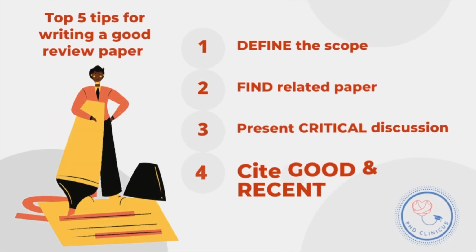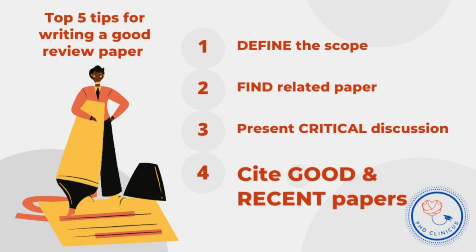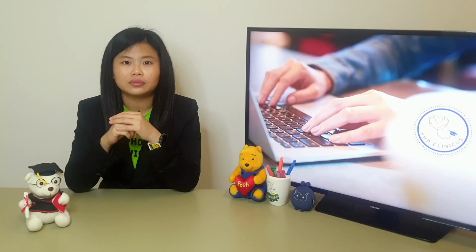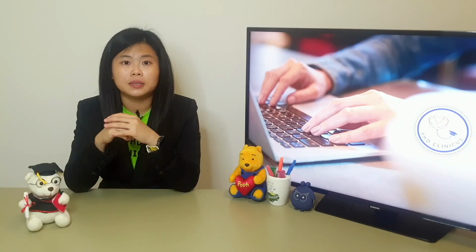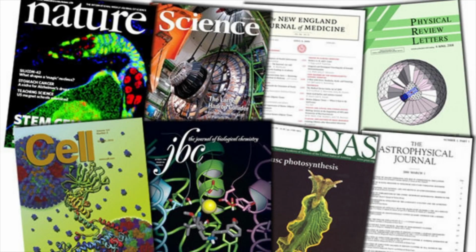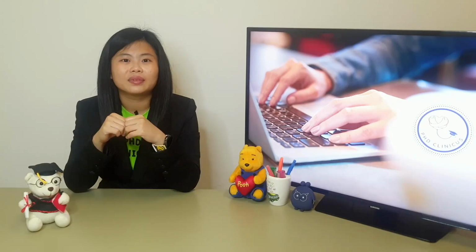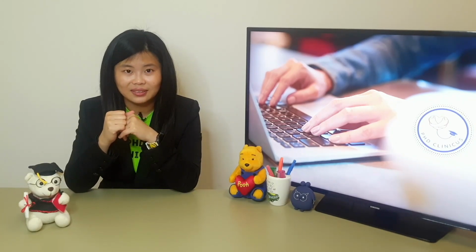Tip number 4. Cite good and recent papers. Try to refer to the papers published in high impact factor journals. While it doesn't mean that those papers are perfect, we can only say that they are more reliable in some way. There are also good papers published in low impact factor journals.